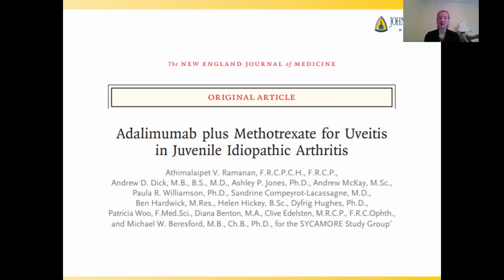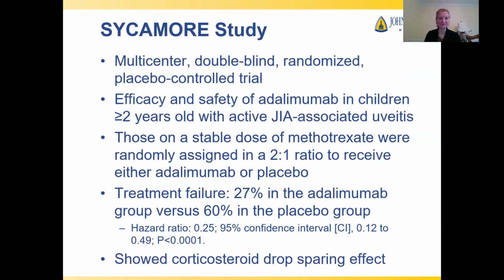And so one of the articles I wanted to talk about today was adalimumab plus methotrexate for uveitis treatment in JIA. And that was the Sycamore study. It was a multi-center, double-blind, randomized, placebo-controlled trial, hence why it was in the NEJM. Efficacy and safety of adalimumab in children 2 or older with active JIA-associated uveitis.